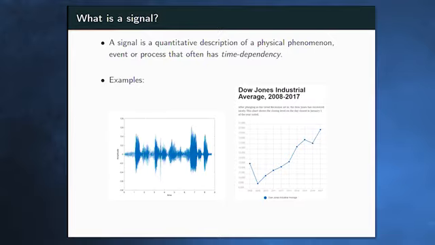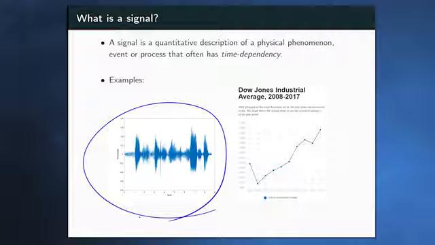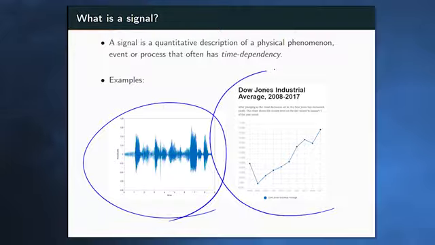Some examples are this audio signal that I provided here. It has time dependency. It can be Dow Jones Industrial Average that you can see in here. It's plotted versus different years. It can be an electrical signal like the ones that you've seen in electrical circuits, like an electrical current that flows in a circuit, or the voltage across a circuit element.